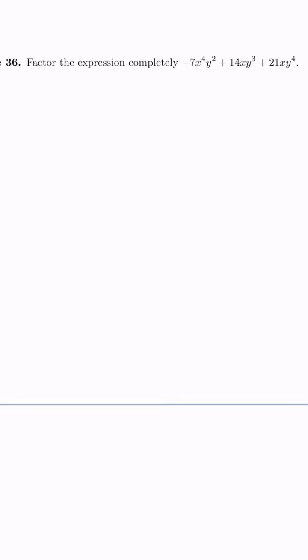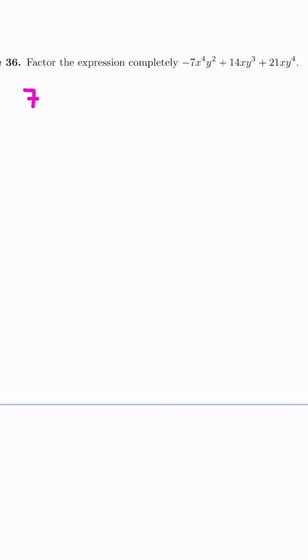Let's factor completely for -7, 14, and 21, starting with just our coefficients, thinking about the biggest numbers that go into 7, 14, and 21. The largest number that goes into all of those would be the 7. So I'm going to pull out a 7.